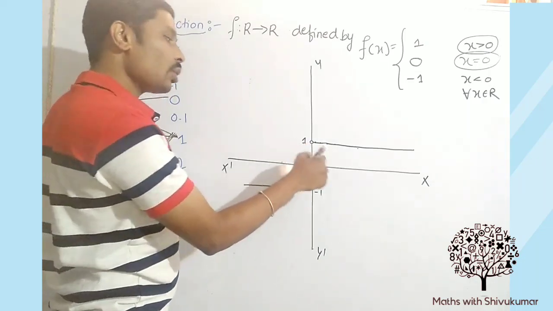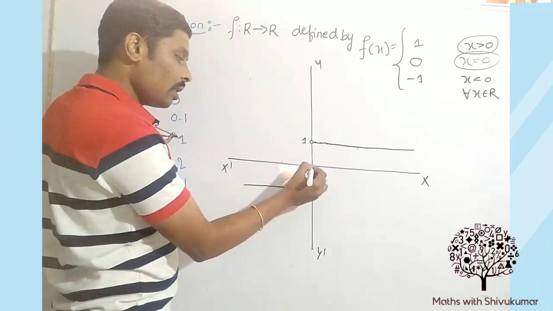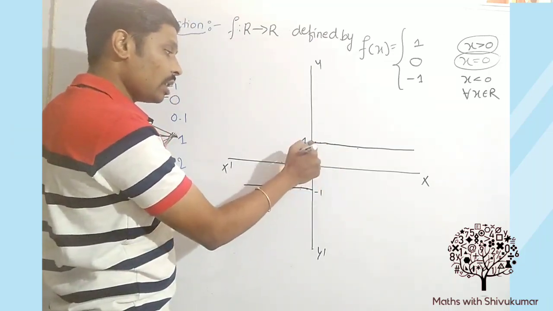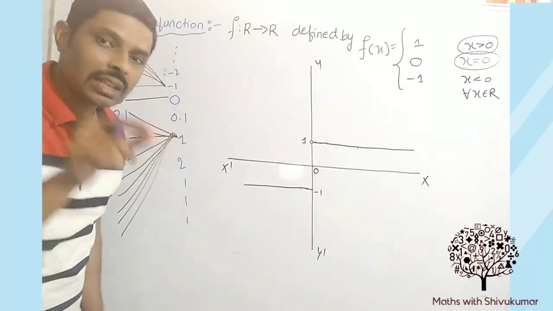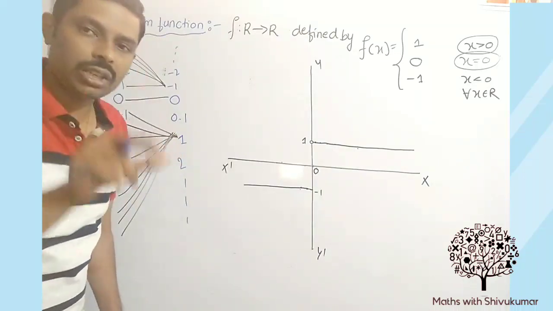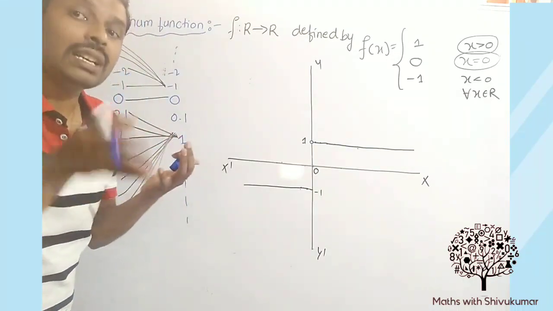So if you take greater than 0, then the value is present here. But exactly at 0, the value is present here, not here. So here blank circle, here dark circle. Meaning of dark circle is the value is at that point. Meaning of blank circle is the value is not there.